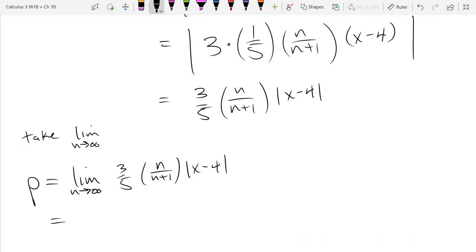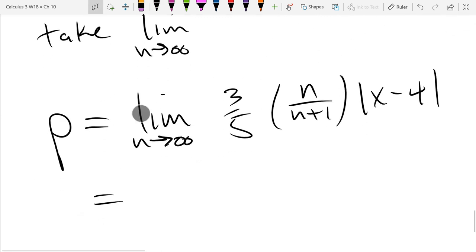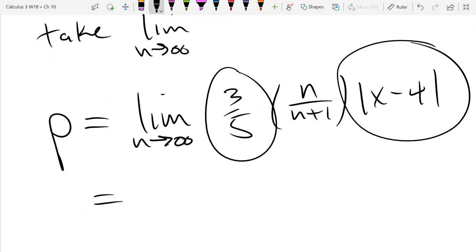All right, now this is a calculus one problem. What can I take out of this limit? The 3/5. Definitely 3/5. And I take the x minus 4 as a variable. Why is it okay for me to take the variable out of this limit? It's a different variable. If this is an x limit, that would be very bad. But this is an n limit, so what I circled is constant. So I'm going to take this outside. When I write constant, I don't mean constant overall, but constant as far as that limit is concerned.